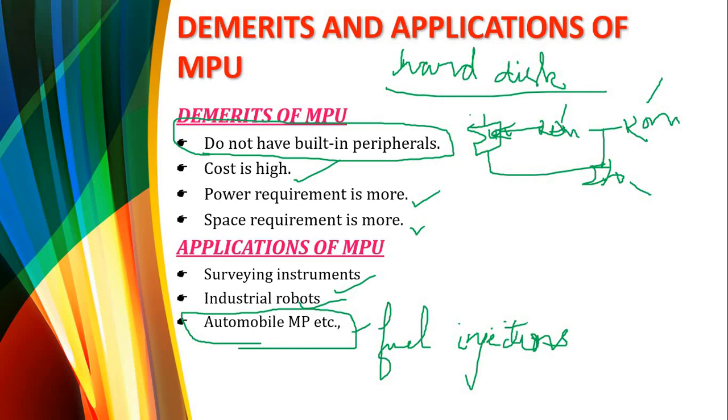In our daily life we are using this in desktop computers. We all know what a desktop computer is. It can perform multiple tasks, but it requires more space.